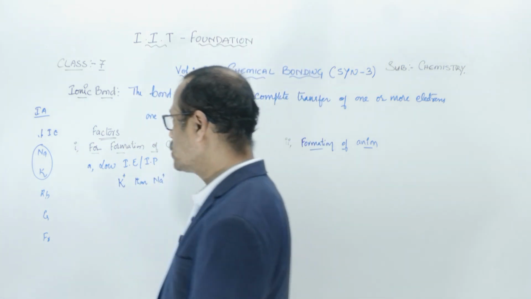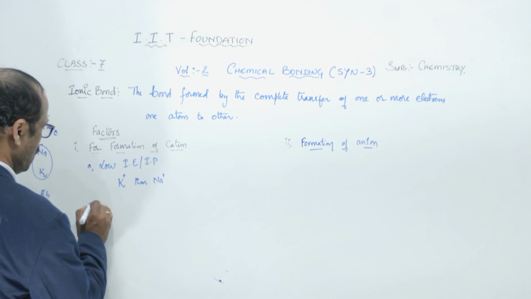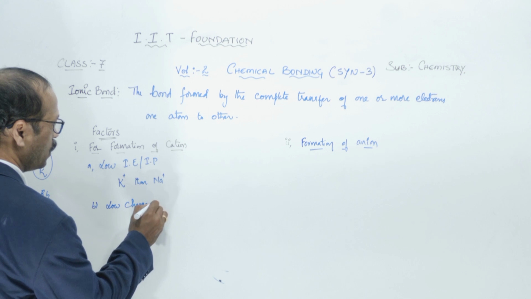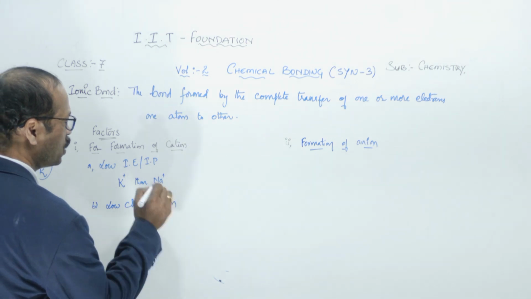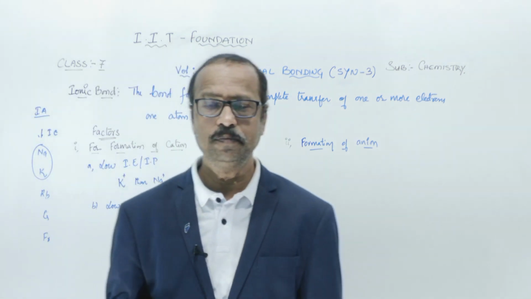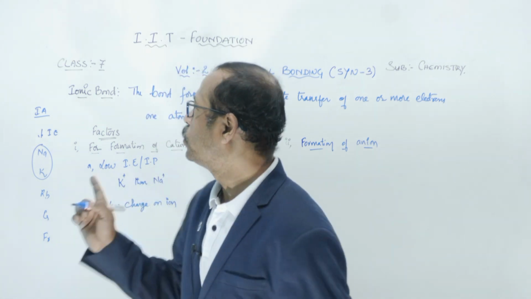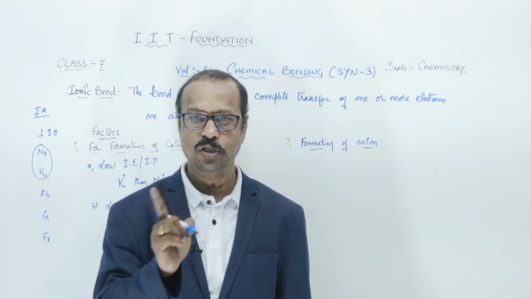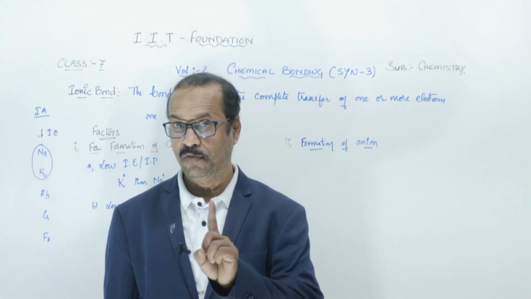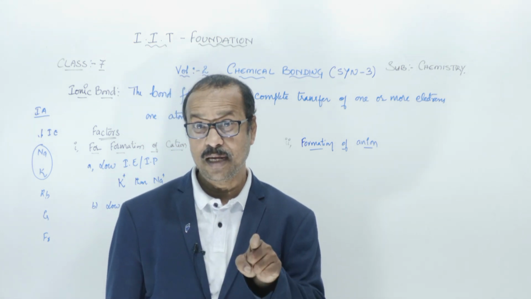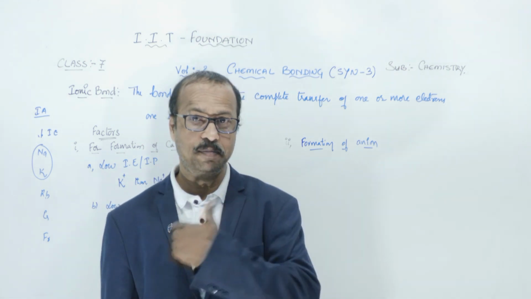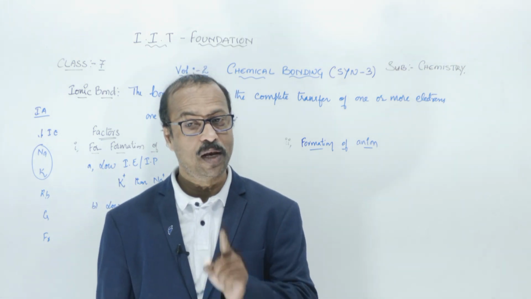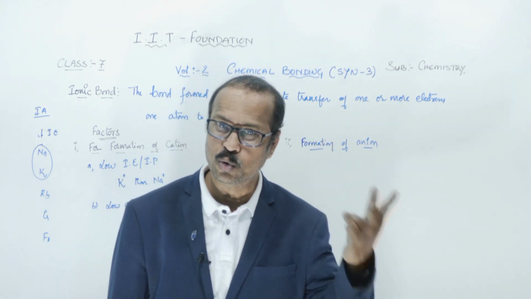Now the second one: low charge on the ion. See students, low charge on the ion means what? Sodium, if you take, going from left to right, the atomic number is 11, so the electronic configuration is 2, 8, 1. So sodium has to lose only one electron. Beside sodium, which element is there? Magnesium. Magnesium, atomic number 12, 2, 8, 2, means magnesium has to lose 2 electrons.